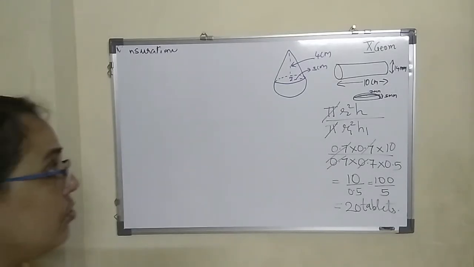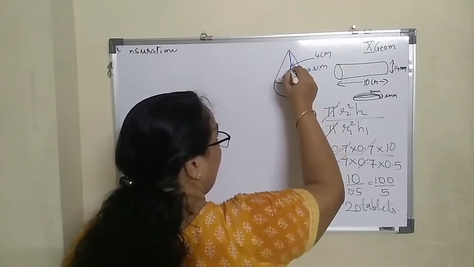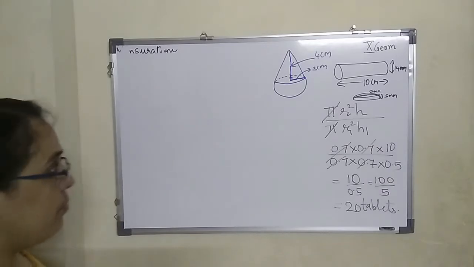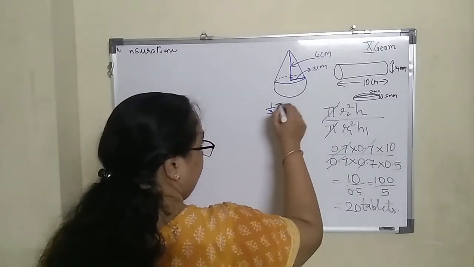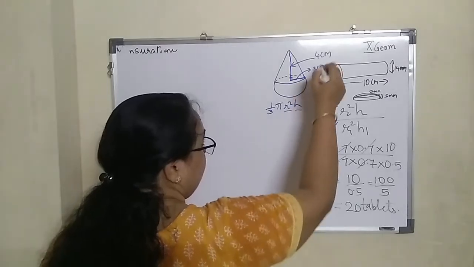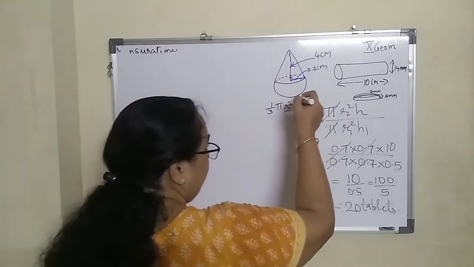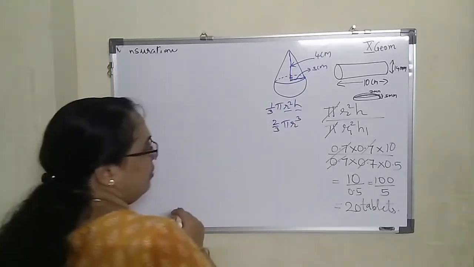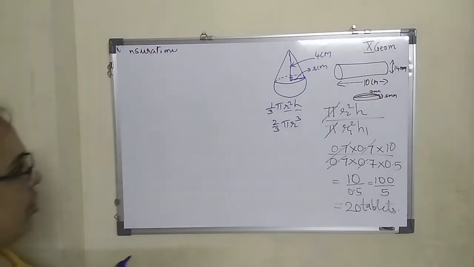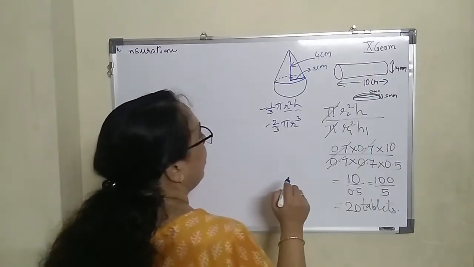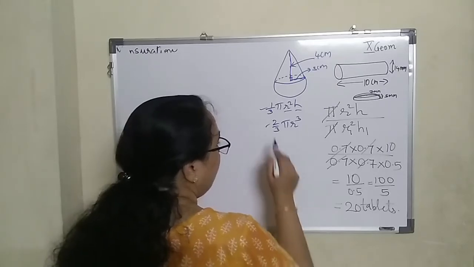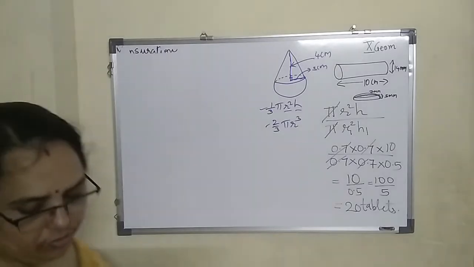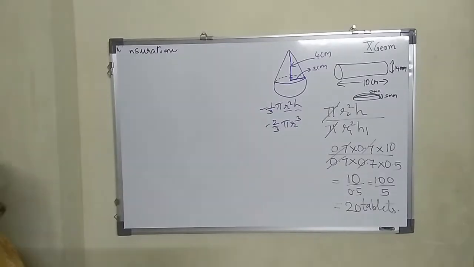If I have to find the volume, I have to find the volume of the cone. What is the formula? 1 upon 3 pi r square h. Do we have this? Yes. If I have to find the volume of the hemisphere, it is 2 upon 3 pi r cube. Do we have r? Yes. So for volume, done. Next comes curved surface area. They are asking you what is the surface area of the toy.